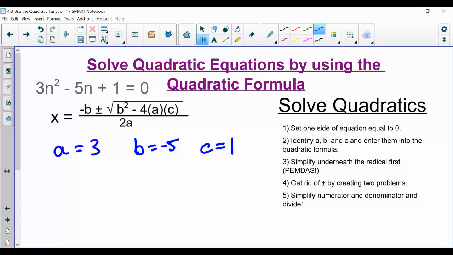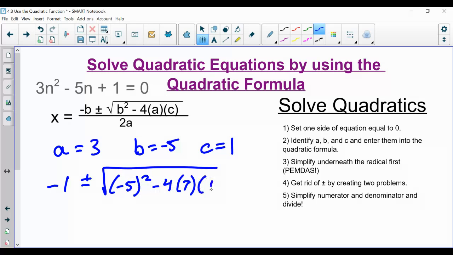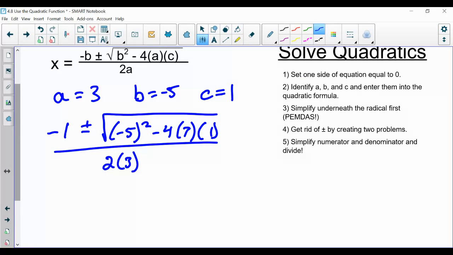I'm going to now substitute all of those numbers into the quadratic formula. So I have negative negative 5, which is 5, plus or minus the square root of negative 5 squared minus 4 times 3 times 1, all over 2 times 3. I would strongly encourage you to pause the video here and test this, see how you did as I go over it.